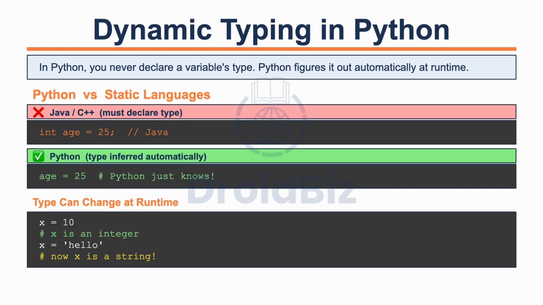Now here is something interesting. In Python, a variable's type can change at runtime. For example, write x = 10. At this point, x holds an integer. Then on the next line, write x = "hello" in double quotes. Now x holds a string. Python does not complain. The type simply changes. This is what makes Python so flexible and beginner-friendly.